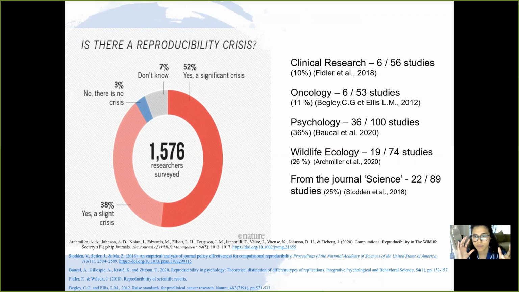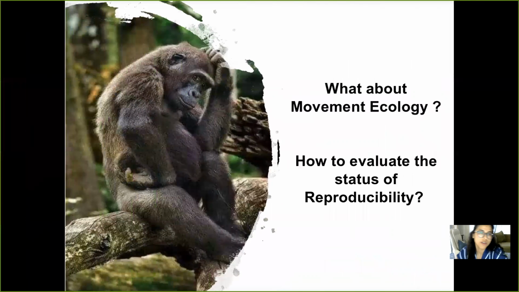So I think there's a lot of improvement that can happen there, because we're all less than 50%. So then, what about movement ecology, which is a subfield in ecology that is really dear to me and that I've always been involved in? I was like, how are we doing? It's a topic that, at the back of my mind, I always took for granted, that we are reproducible, but we actually maybe are not.